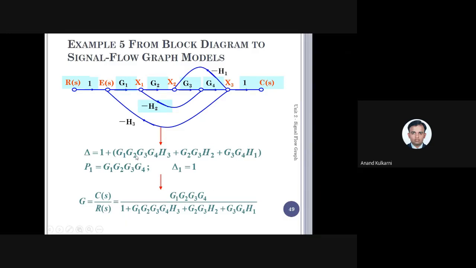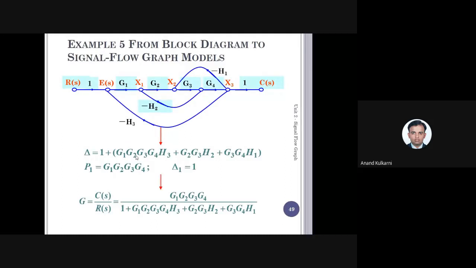Hope you understood this problem. Any doubts? Is it clear? Yes, sir. Okay. With this, the problem on signal flow graph is done. Whatever the fourth problem was, I'll put its solution and explain it in the next class.